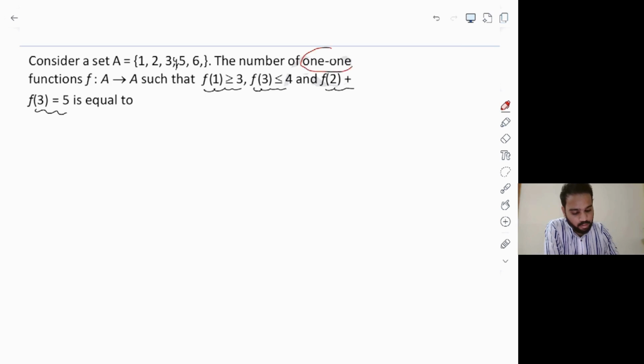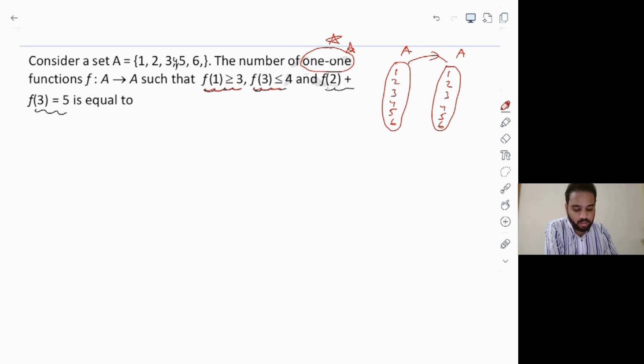Now the main thing we have to concentrate on here is the function must definitely be a 1-1 function, and it is a function from set A to set A, which contains 6 elements: 1, 2, 3, 4, 5, 6, and 1, 2, 3, 4, 5, 6. Set A to set A. Okay. Now observe carefully all the restrictions that are there here, f(1), f(3), f(2) and f(3). Only it is on the elements 1, 3 and 2. So only on the domain elements 1, 2, 3 we have the restriction. So the remaining elements in the domain don't have any restriction.